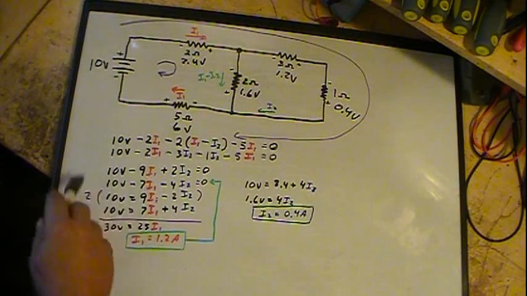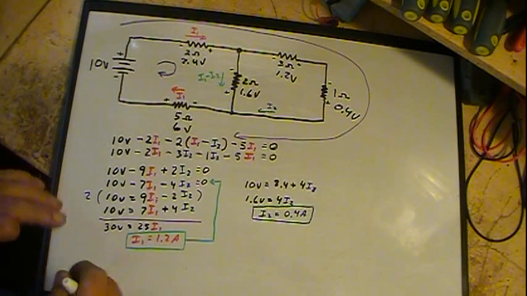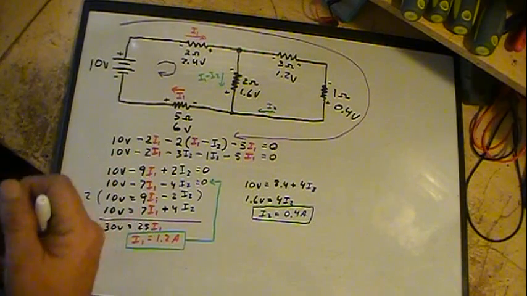So if you ever do a problem and work it out and your current comes out negative, you're fine. All it means is that your current's actually going the opposite direction.